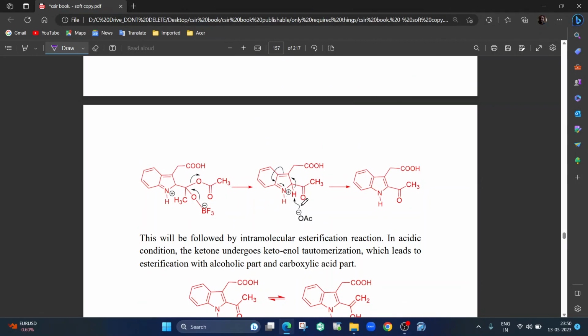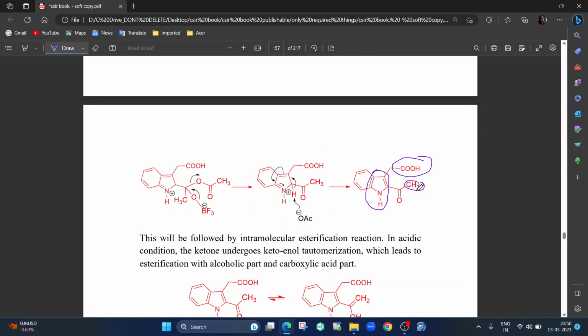Then again it wants to become aromatic, so this H will be taken away by this acetate, this goes back here, this comes here, and you get back the heteroaromatic system. Now what happens is, next to the C double bond O there is the CH3, so this proton is to a certain extent acidic, so it can undergo keto-enol tautomerization in the presence of acid or base.